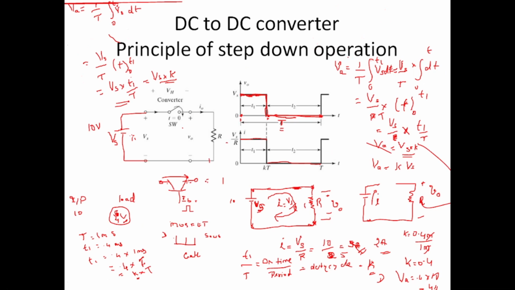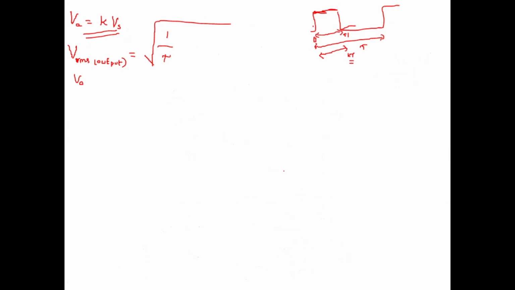So here we have shown it. You can call the time duration from here to here T1, or else you can call it KT. This is T2. This is T minus KT. T minus KT means, I will tell you. KT, and the total time is T. This amplitude is Vs. That's the reason RMS value is root mean square.